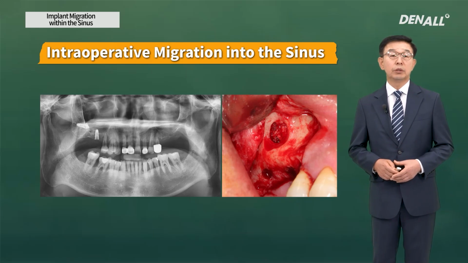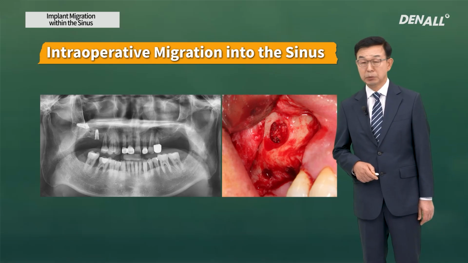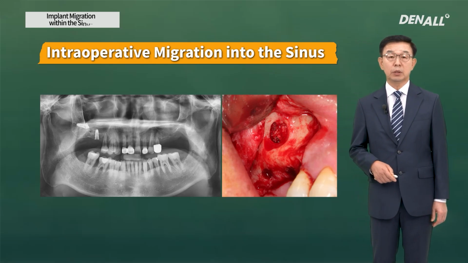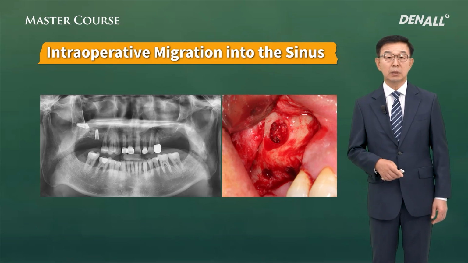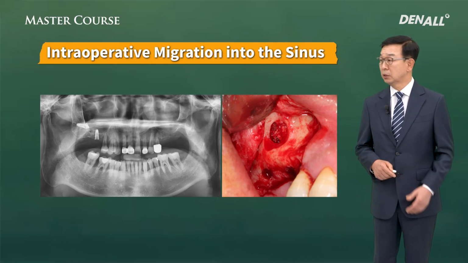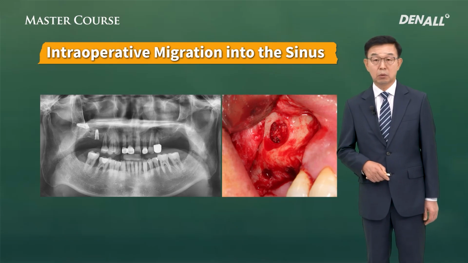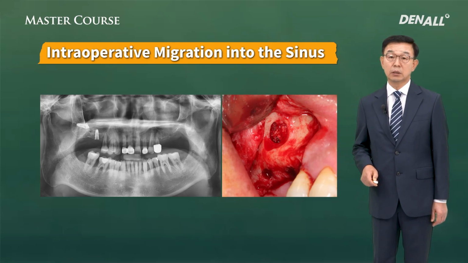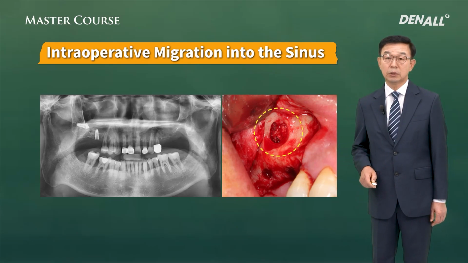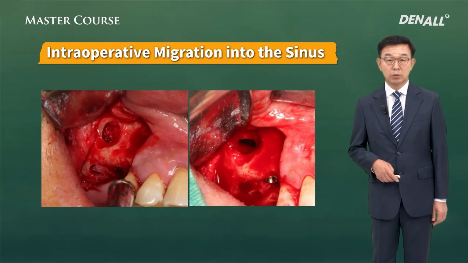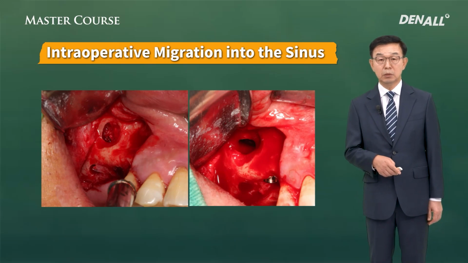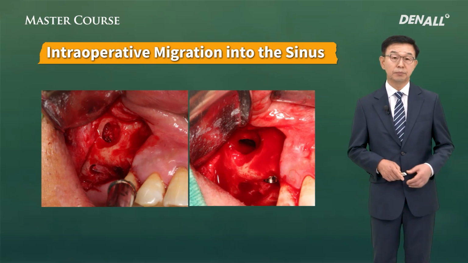In this case, as a crestal approach was taken, the implant migrated into the sinus. The bone was very soft and I think the dentist should have paid more attention, which led to this problem. This was how the patient came in and the lateral window approach was done immediately. A suction tip or forceps can be used to remove the implant. It's also the same for this case.